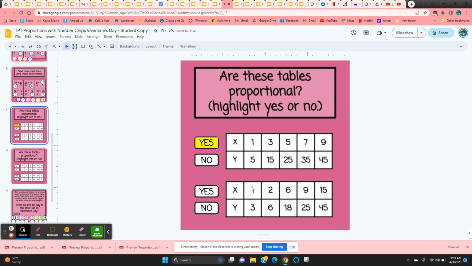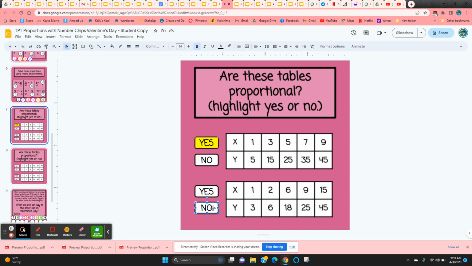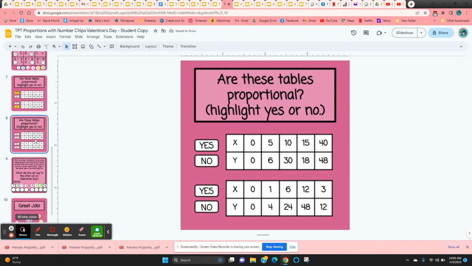The next table, they look at the x value. Here they're multiplying times 3. However, it doesn't work in this column, so it is not a proportional table. So they're going to click on no, come up here again to the fill color feature, choose any color they like. So same thing with the next slide.